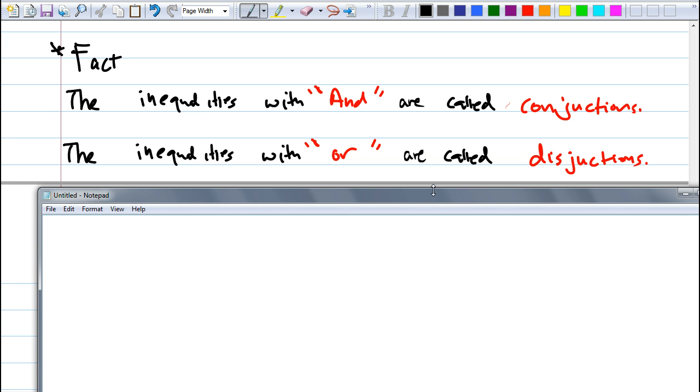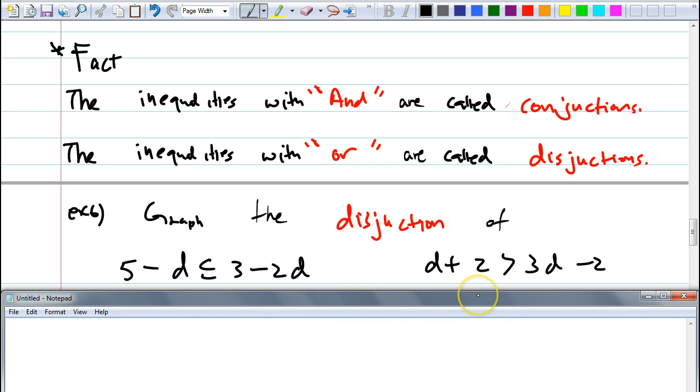Because sometimes on your homework, they will give you two inequalities without any words, but they will say something like this. Look at example 6. Graph the disjunction of negative 5d less than or equal to 3 minus 2d, and then d plus 2 greater than 3d minus 2. Now, there's no word in between, so if they just say disjunction, if you didn't know this, you wouldn't know which word to use. But now we know. Which one do we need to use? Or. Does that make sense? Yes? Okay, so sometimes they could give it to you this way, so you have to know disjunction means or, conjunction means and.